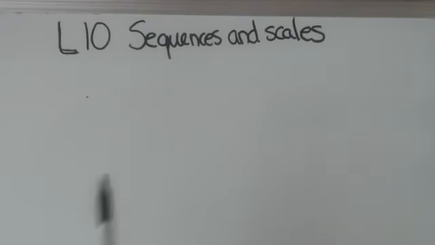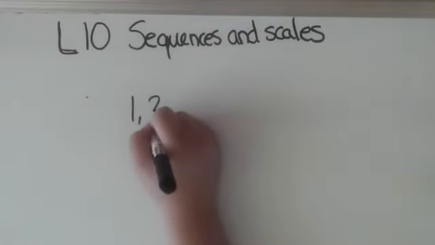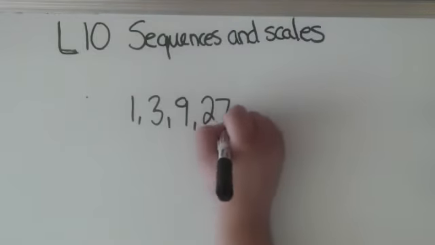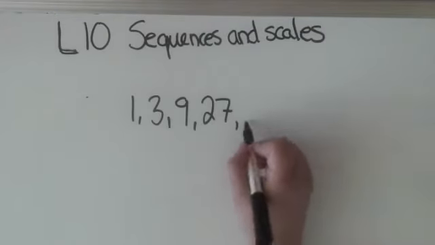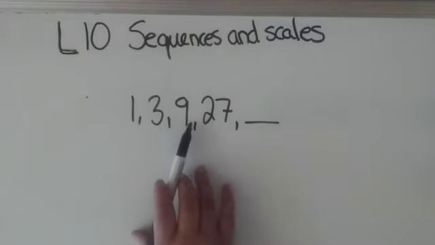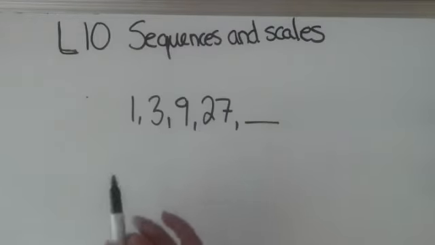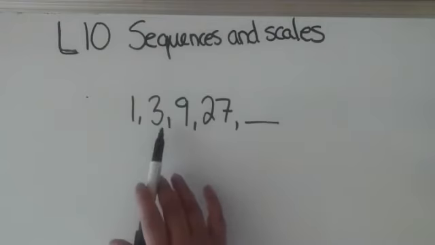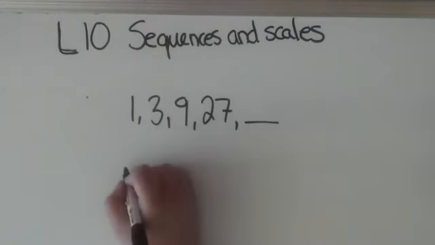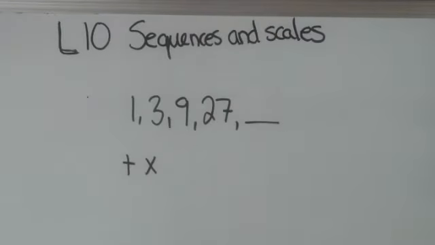So let's look at this one together. 1, 3, 9, 27. And I'm looking for my missing term. One way to figure this out is to look at them and go, first of all, am I going up or down? Well, I'm going up, which means I'm either doing addition or multiplication. If I was going down, it would be subtraction or division, but right now we are going up. So it is either addition or multiplication.